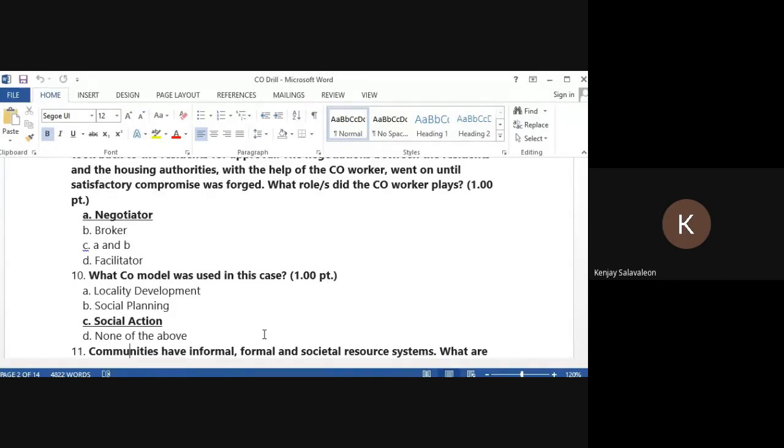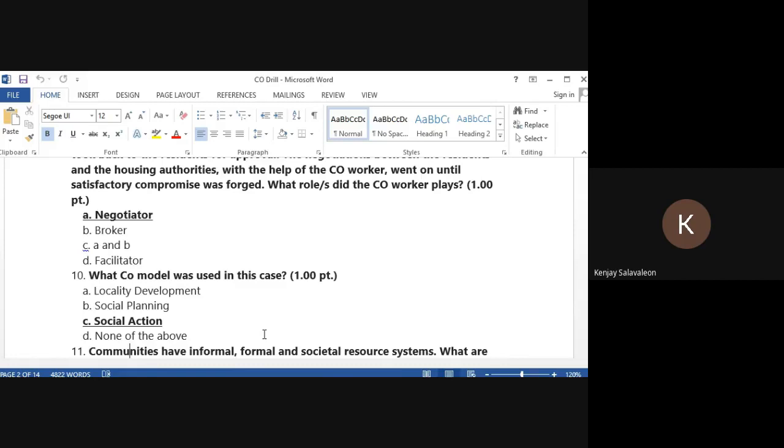Lobbying and negotiating in behalf of the community is a strategy used in social action. So hindi naman siya pwedeng social planning because social planning is a technical stuff that was usually played by the expert and ginagawa siya doon sa barangay structure. No? And it involves a multitude of programs and services across the social welfare field. No? Merong sa health, merong sa education, meron sa social welfare, meron sa environment, ganun yung social planning.